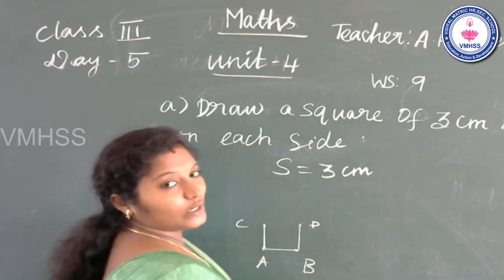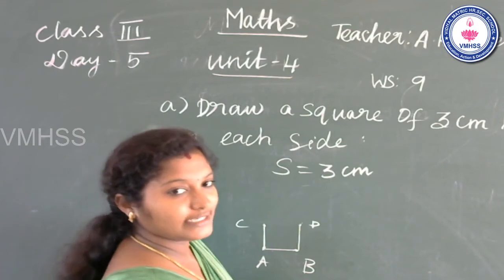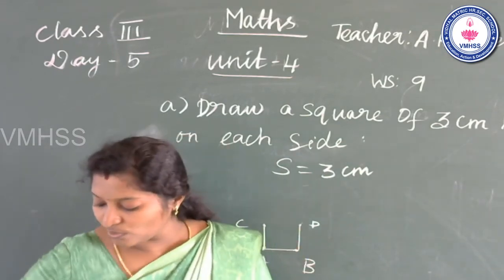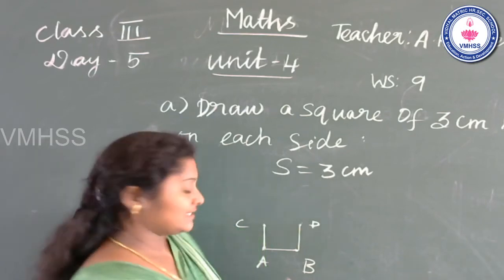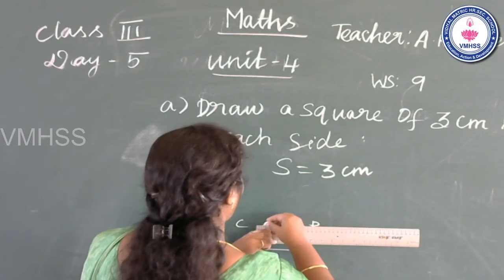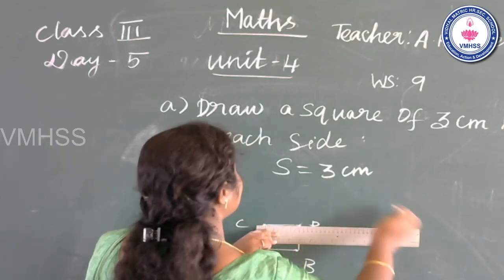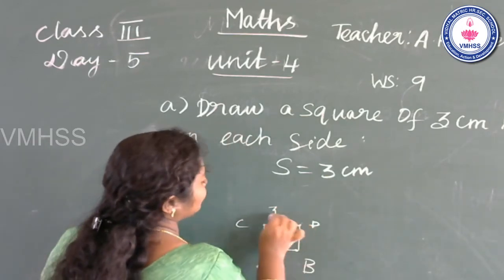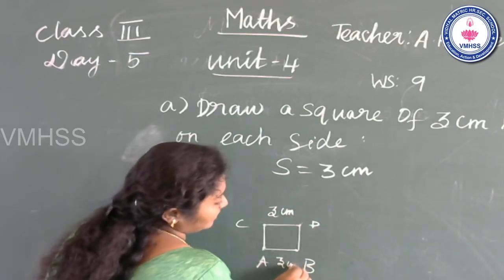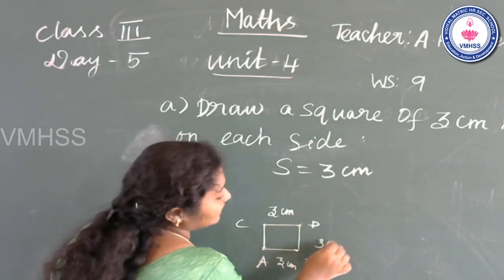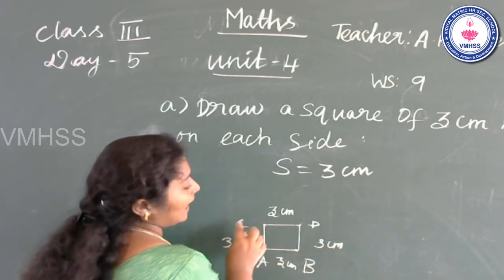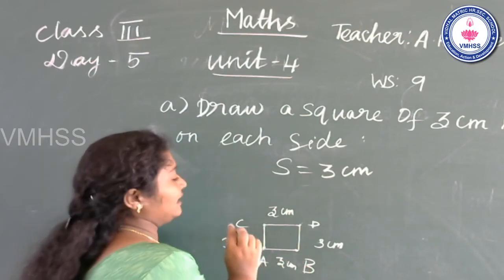Okay, so what is the next step? So join the horizontal line C and D. Okay, so you take a ruler. So join C and D. So this is also 3 centimeter. Okay, so AB 3 centimeter, BD 3 centimeter, AC 3 centimeter and CD also 3 centimeter.